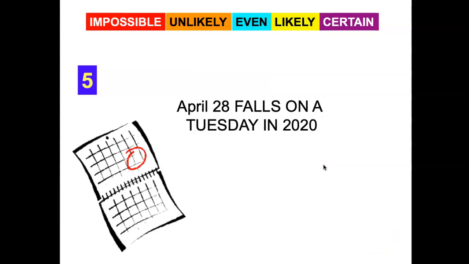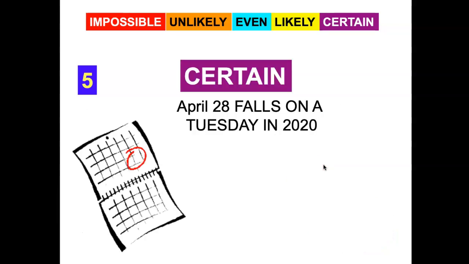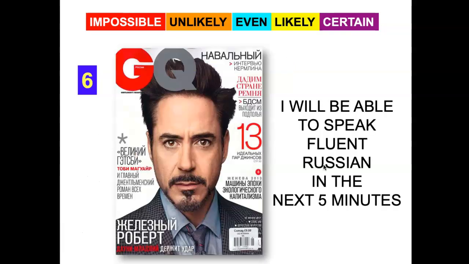And number 5 is certain, because it's really Tuesday. I'm not sure if April 28th by this time has already passed, or maybe today is April 28th. And number 6, am I going to learn Russian in the next 5 minutes? Or it's past, so by this time I should already be fluent in Russian?